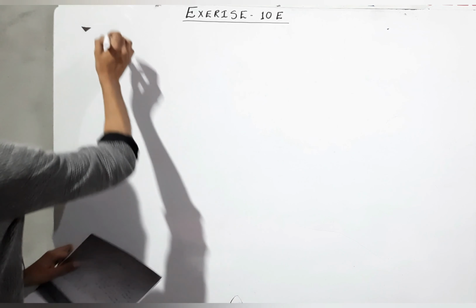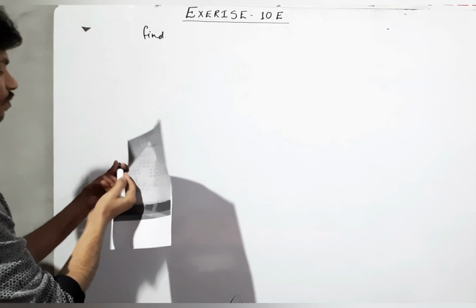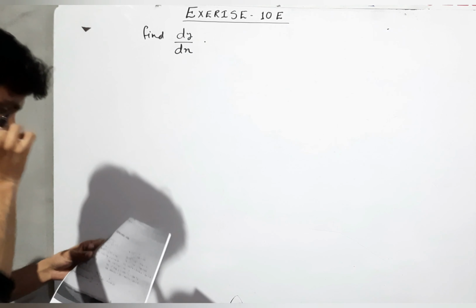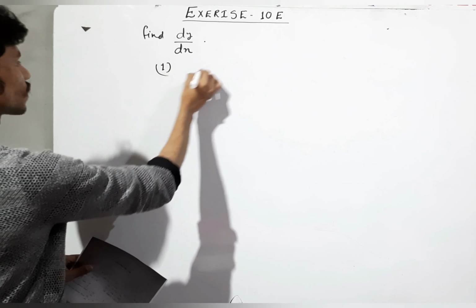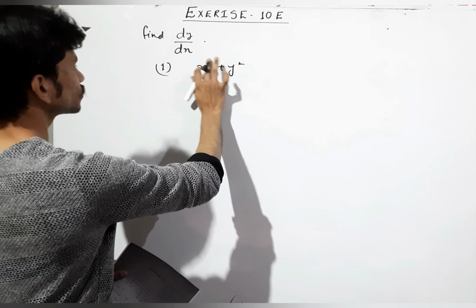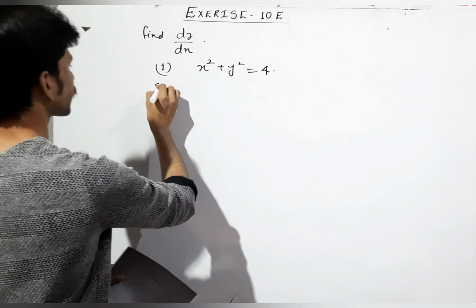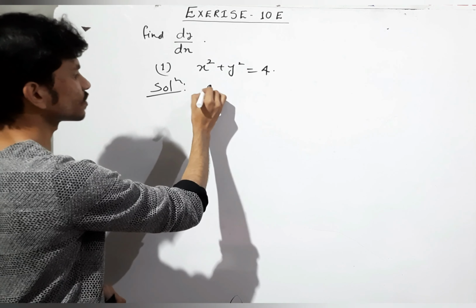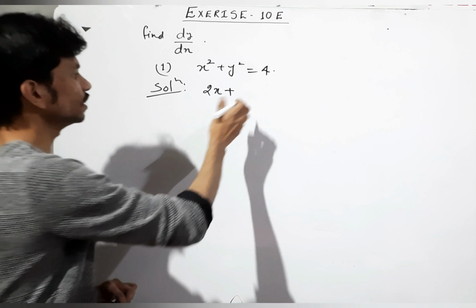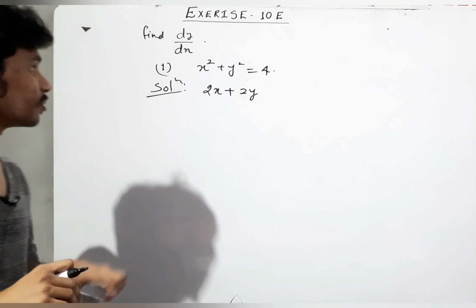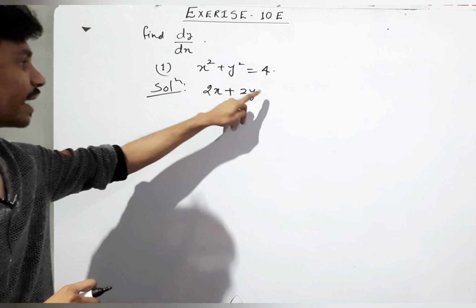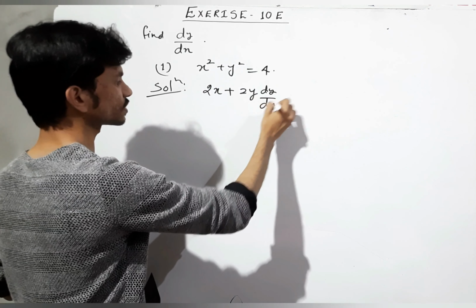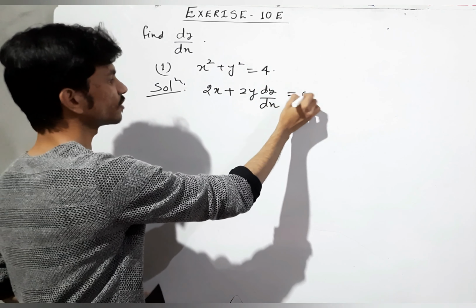So in all the questions of this exercise, we have to find the value of dy over dx. The first question says x square plus y square equals 4. So let's begin this question. Here the differentiation of x square becomes 2x and the differentiation of y square becomes 2y. Now here we have to find the derivative of y with respect to x. So y is a dependent variable on x, so the differentiation of y will become dy over dx. Okay, and now 4 is a constant, so its differentiation is 0.